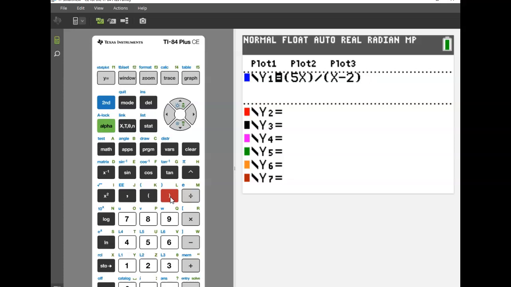Is everybody ready to learn something new? Aislinn? Aislinn! We're learning something new on the calculator.